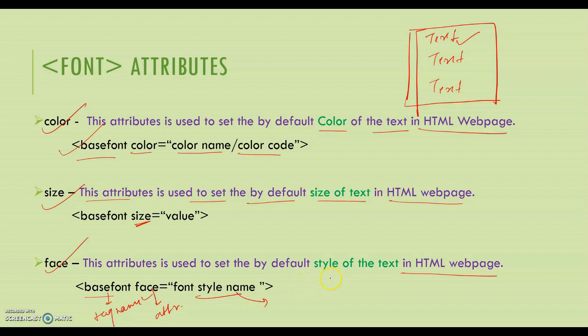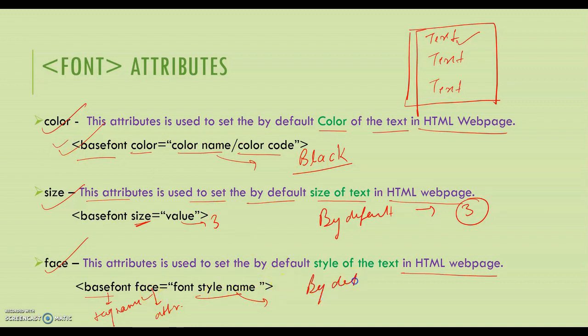As you know very well, the default size is 3. The value is 3 by default, but if you want to change it, you can change the default value. By default the color is black. If you want to change the black color, you can change it using this syntax. And if you want to change the style, the default style is Times New Roman. You can change it to any style, like Calibri.